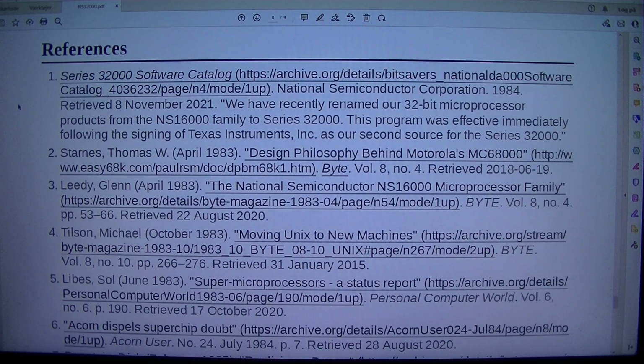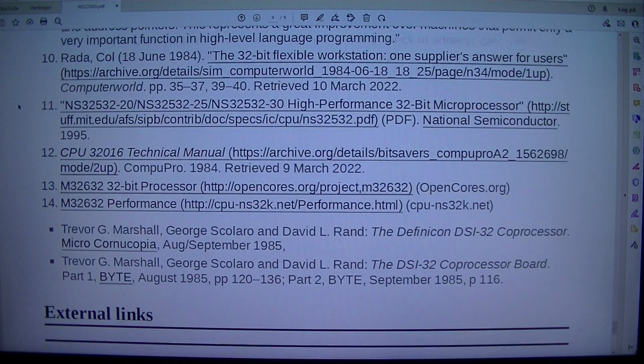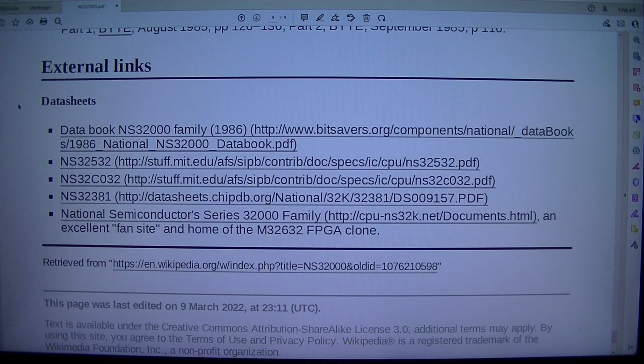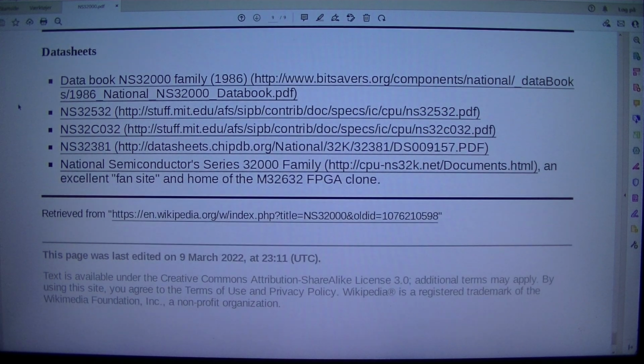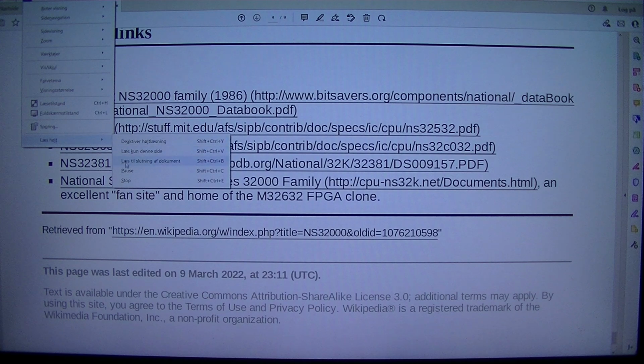References: 1. Series 32000 Software Catalog. National Semiconductor Corporation. 1984. Retrieved the 8th of November 2021.